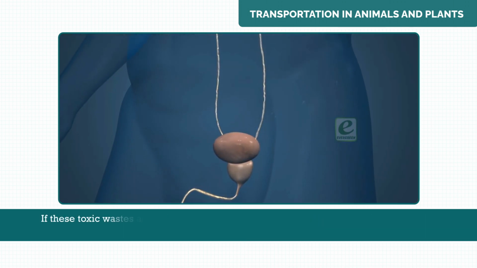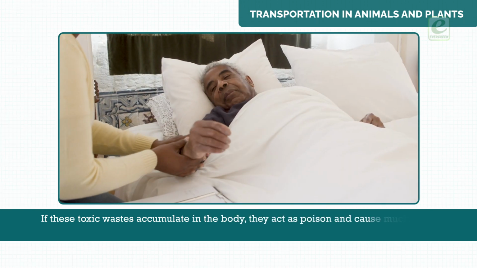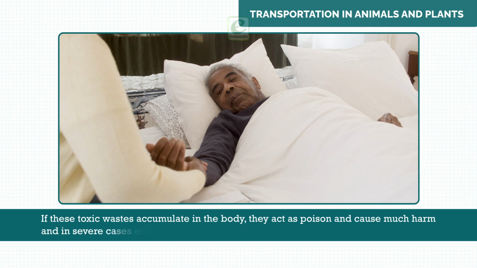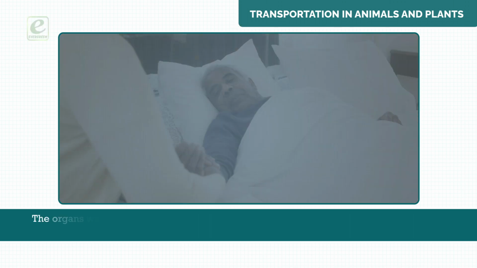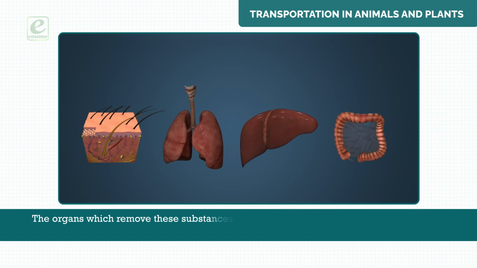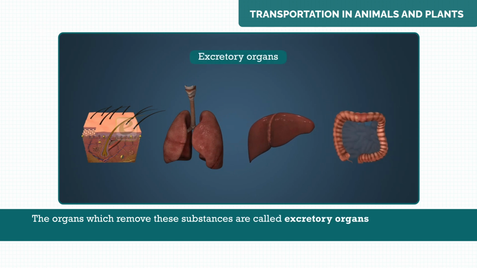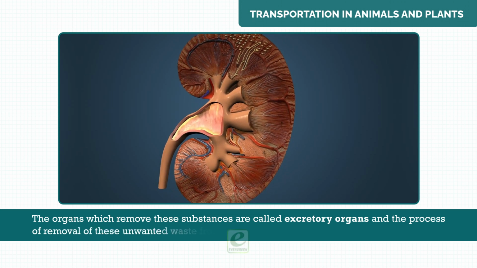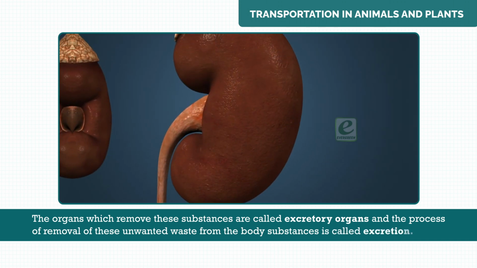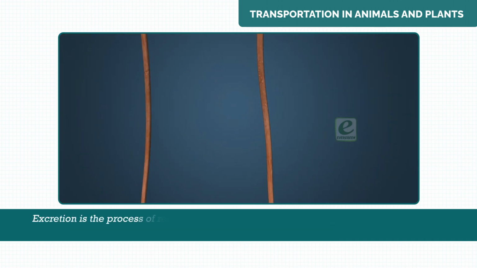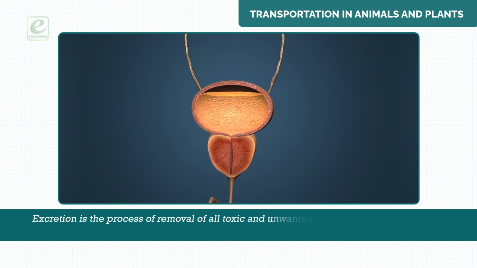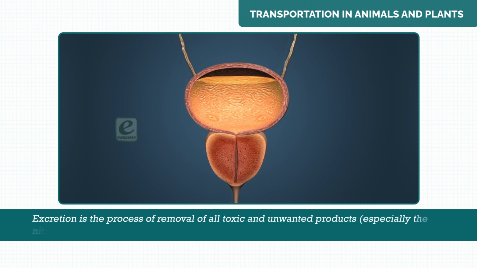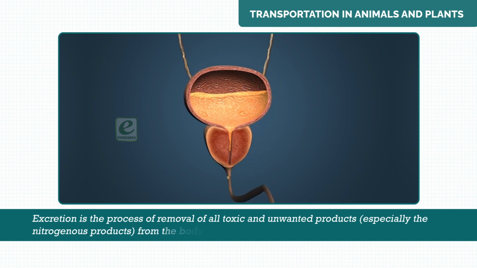If these toxic wastes accumulate in the body, they act as poison and cause much harm, and in severe cases, even death. The organs which remove these substances are called excretory organs, and the process of removal of these unwanted waste substances from the body is called excretion. Excretion is the process of removal of all toxic and unwanted products, especially the nitrogenous products, from the body.